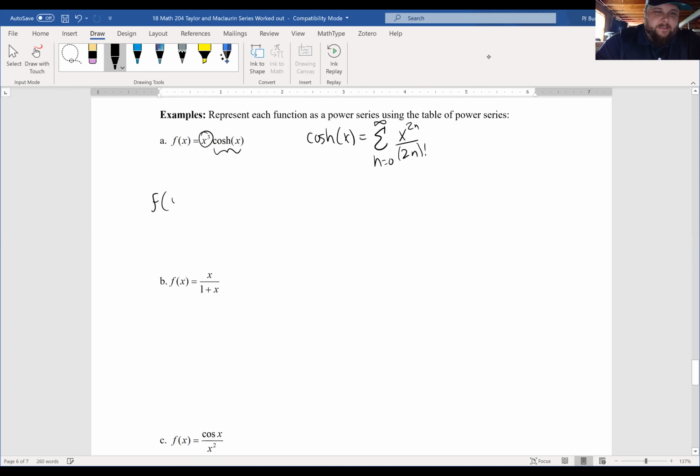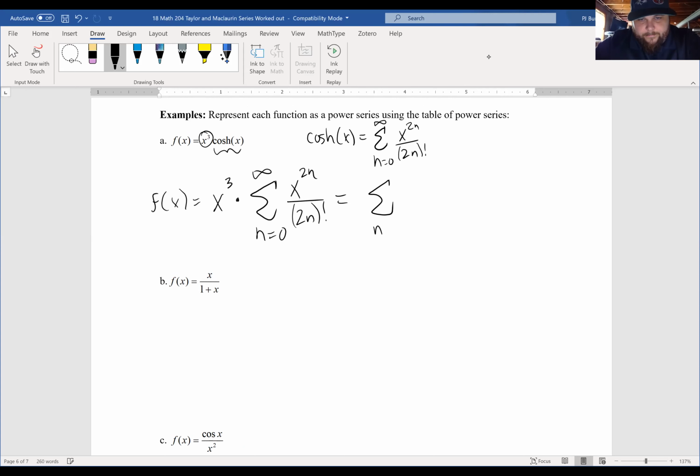So f of x is now going to equal x cubed times this power series representation for cosh. Again, x cubed has nothing to do with n, so it can come inside the sum. And x cubed times x to the 2n, you just add exponents because they are the same base.